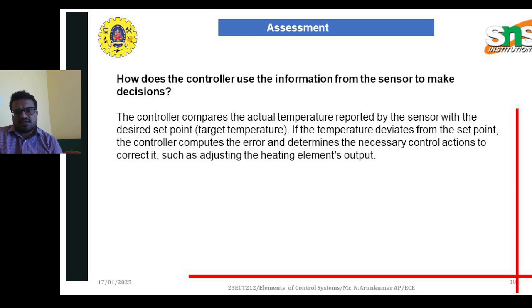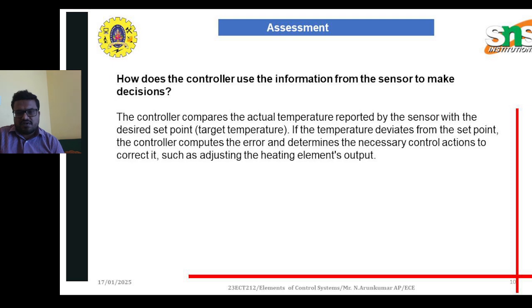Assessment. How does the controller use the information from the sensor to make proper decisions? The controller compares the actual temperature reported by the sensor with the desired set point target temperature. If the temperature deviates from the set point, the controller computes the error and determines the necessary control actions to correct it, such as adjusting the heating elements as output.